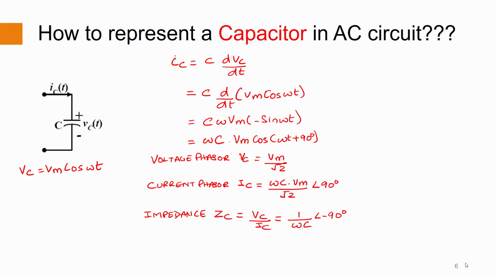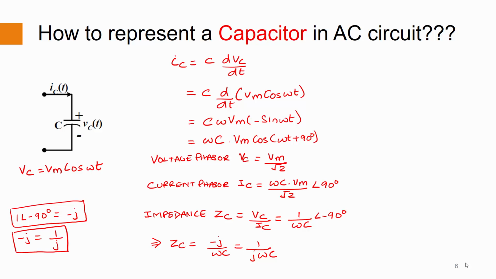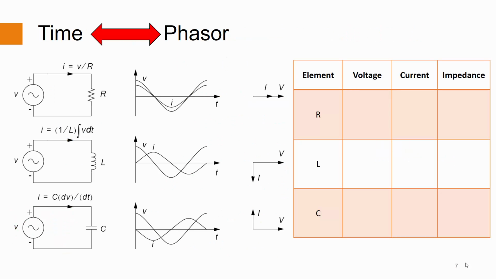Thus, the impedance of a capacitor or the capacitive impedance is defined as the voltage phasor divided by the current phasor, which is 1 by omega C at an angle of minus 90 degrees, which is equal to minus j by omega C, as minus 90 degrees corresponds to minus j, or 1 by j omega C. If we draw the phasors for voltage and current, we notice that for capacitive elements, Vc and Ic are not in phase with each other. Rather, Ic is leading Vc by 90 degrees. Let us summarize the representations in the following table.